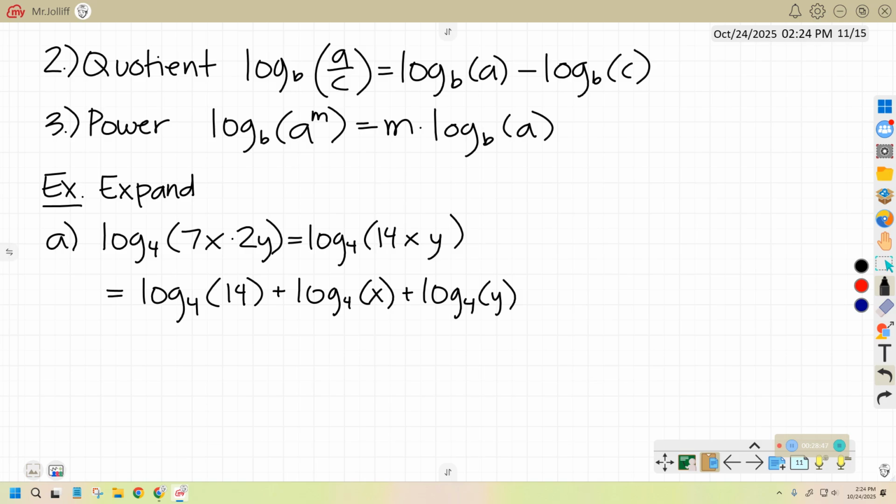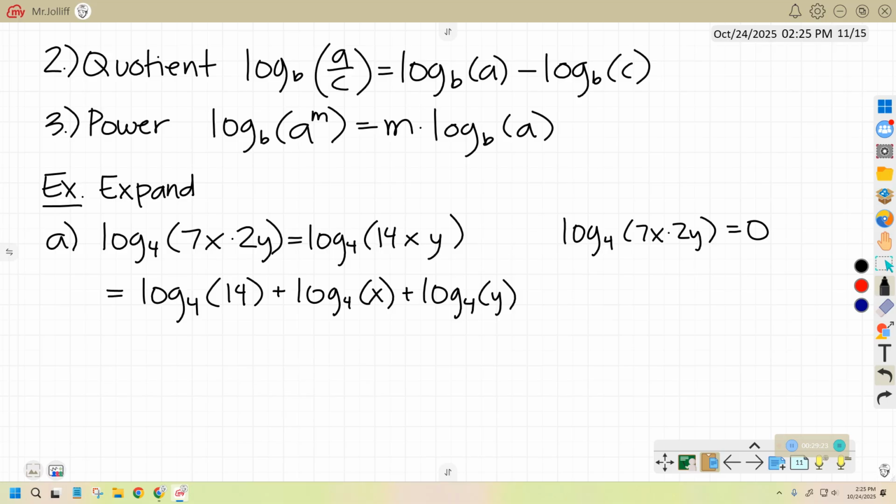And you may be asking yourself, why on earth would I want to do that, Mr. J? This is boring and tedious. Why would I do that? The answer is if I am trying to solve the equation log base 4 of 7x times 2y equals 0, I want to know where the zeros of that expression are. I need to solve, right? I need to isolate one variable in terms of the other.